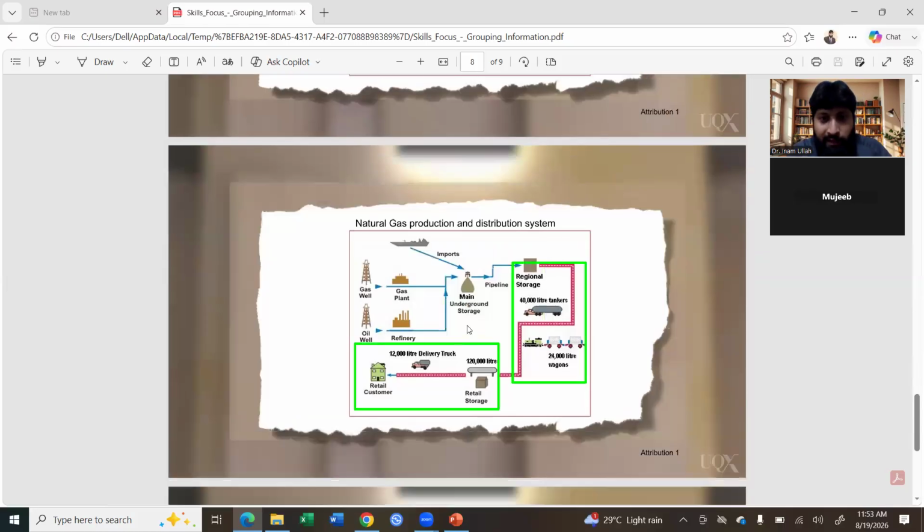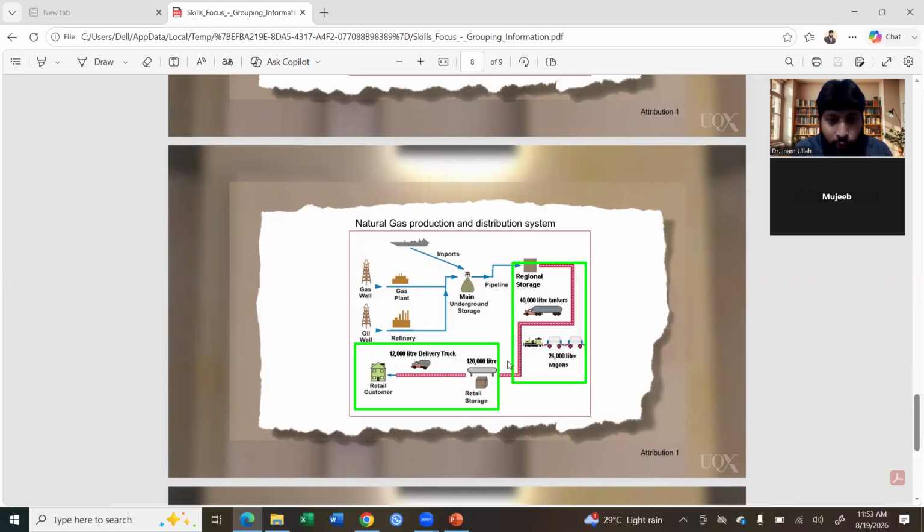Okay. Then from regional storage, it is taken through 40,000 liter tankers or 24,000 liter wagons. So again, this is the source of transportation. The transportation is another, you can say, element in the process. So this data is again put in another group. So we have got the third group here.